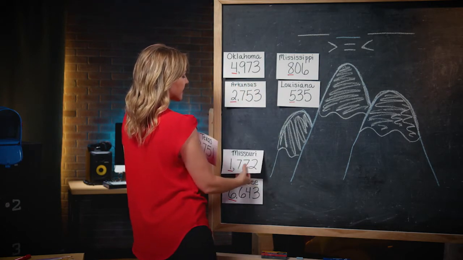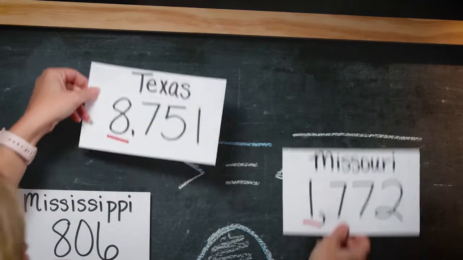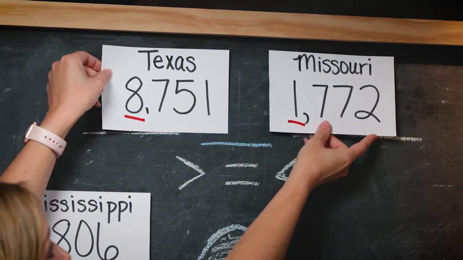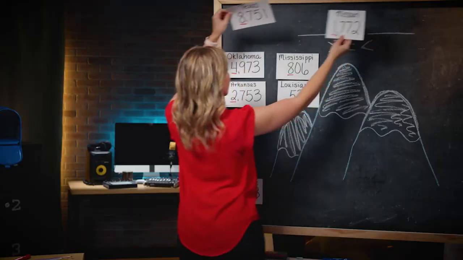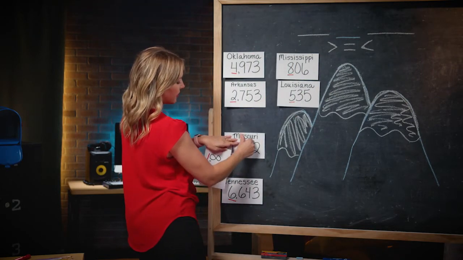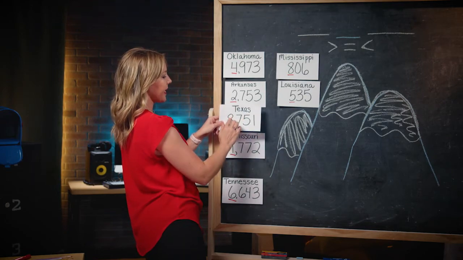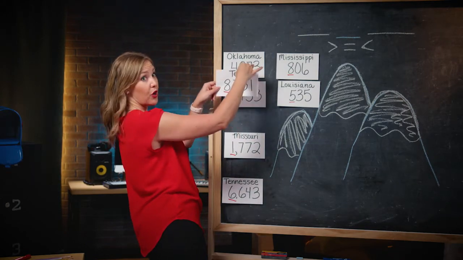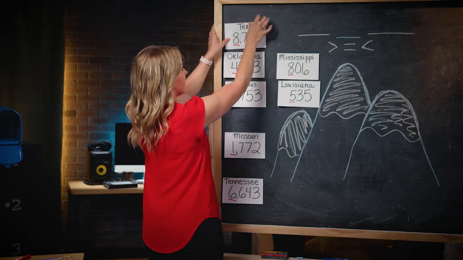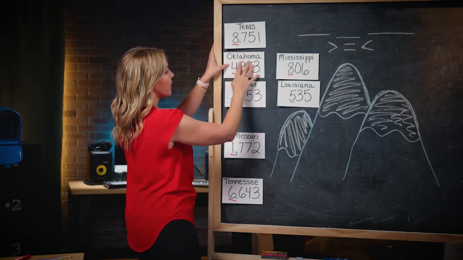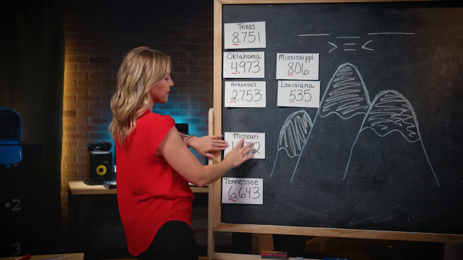Let's compare Texas and Missouri. 8 is definitely greater than 1. Okay, so I'm going to move Missouri down here, and Texas was the 8. Let's just compare over here real quick. 8, 2, 4. Oh, he's moving all the way to the top. Okay, so Texas, 8, Oklahoma, 4, Arkansas, 2, Missouri, 1.